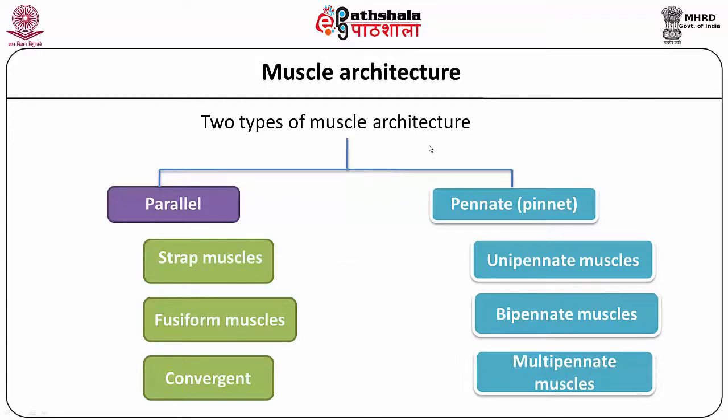There are two types of muscle architecture. One is parallel type, another is pinnate type. Sometimes pinnate is uttered as pinate. In parallel type, there are subclasses like strap muscles, fusiform muscles, and convergent muscles. In pinnate type of arrangement, there is unipinnate, multipinnate, and bipinnate.